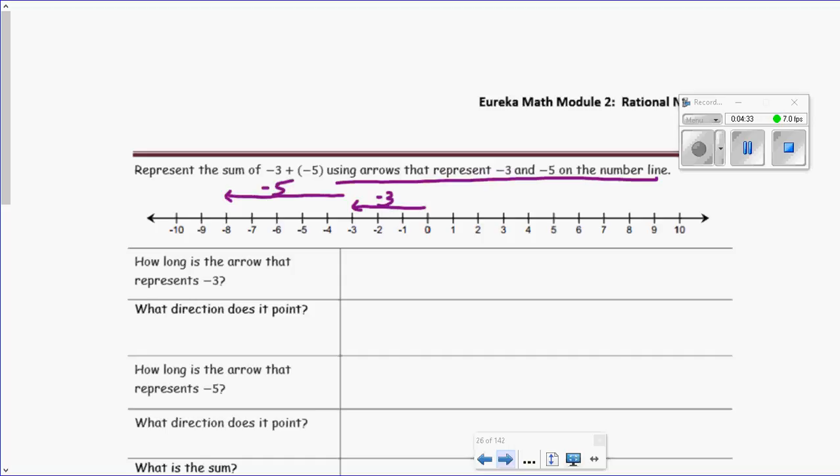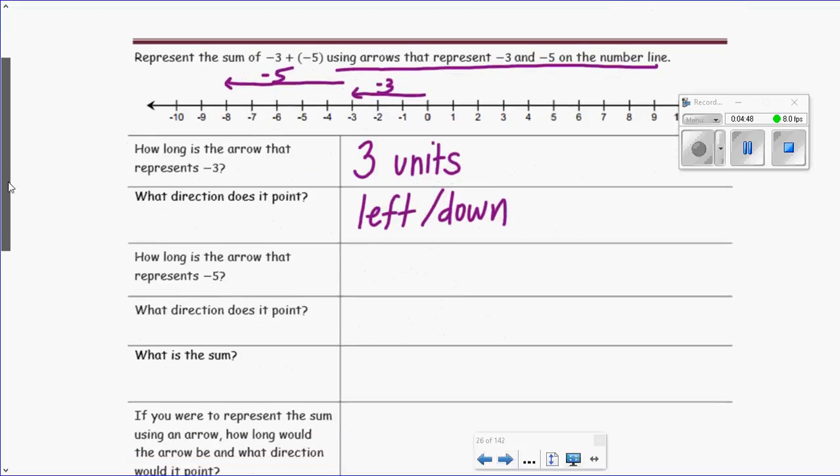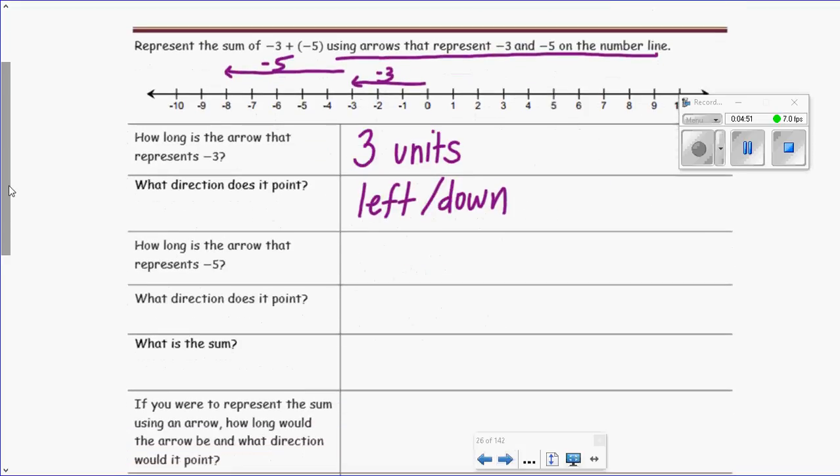How long is the arrow that represents -3? Well, guess what? That's actually the same answer as the last one because that also has an absolute value of 3. So it's 3 units long. However, this time it is pointing to the left, or we can say down when thinking about a vertical number line. Okay, and then how long is the arrow that represents -5? 5 units. And since it's negative, it is also pointing to the left on that horizontal number line, or down on vertical number line. So now what is the sum?